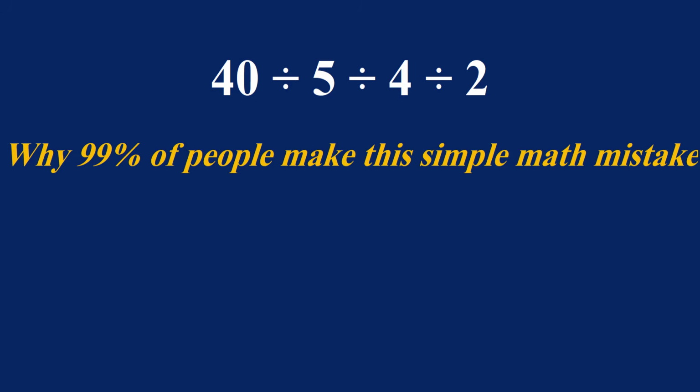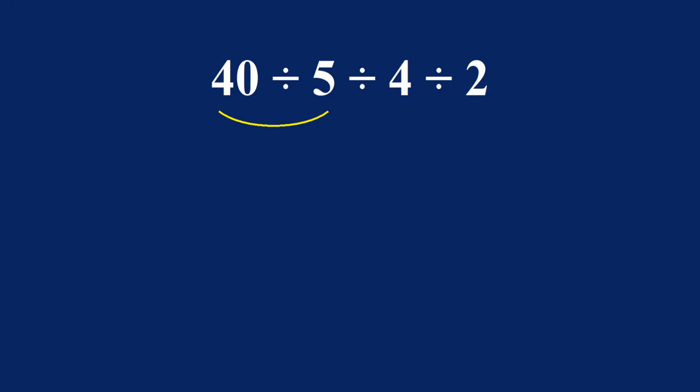Everyone, welcome friends. In this spotlight video, 40 divided by 5 gives us 8, and here we have 4 divided by 2, which equals 2. So 8 divided by 2 is just 4.